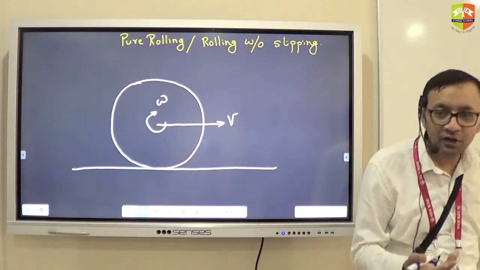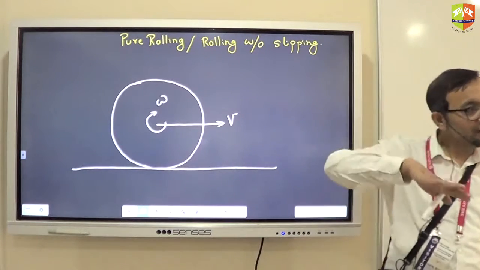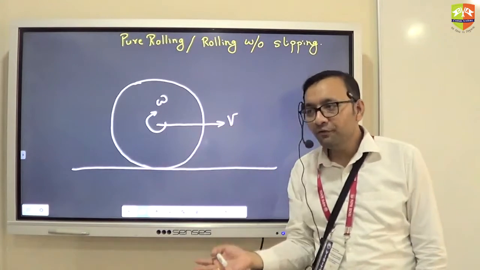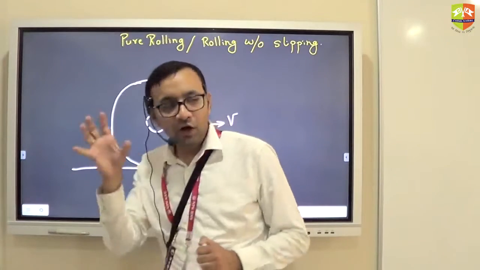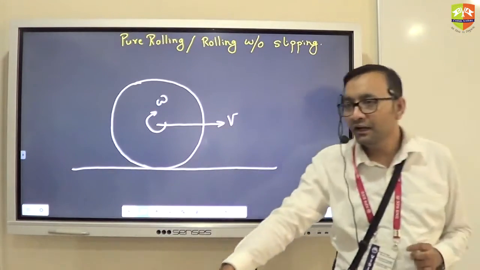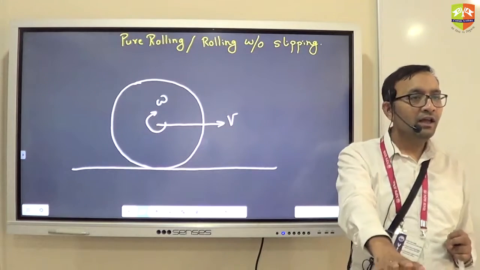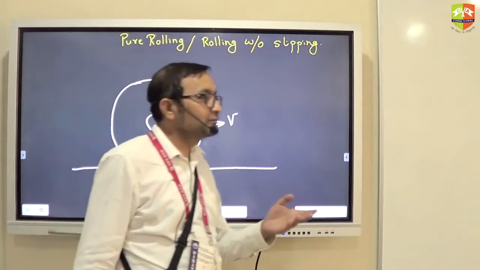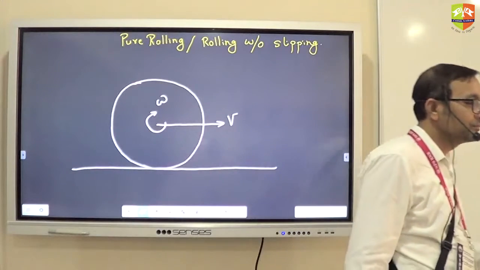Relative velocity zero means what? The velocity of one surface is equal to the velocity of the other. So at a point of contact, the velocity of the object should be equal to the velocity of the surface. Are you getting it? Fine? And okay, so what did I say?